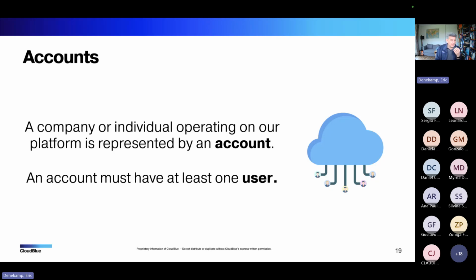For us, a company is represented by an account. An account is a business account, and that account must have at least one user called admin. It's not the username that's admin, but that first user will always be the customer administrator, meaning that user has all the rights to that specific account. He can buy new subscriptions, cancel subscriptions, add resources, remove resources, all of course within the policies of the vendor, but that's what that user can do.